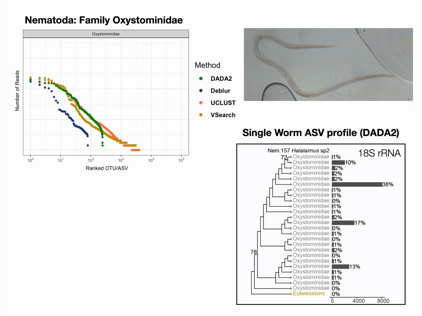One example that I'll highlight is from the family Oxystominidae. These are kind of featureless worms. They tend to be long and pointy at both ends with a whip-like tail. If we plot the single worm ASV profile according to the relative abundance of each of these ASVs, you can see there's some pretty interesting things going on here.